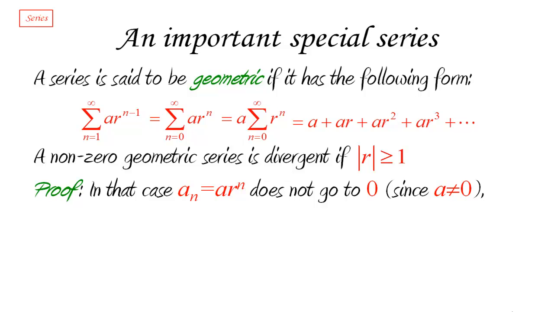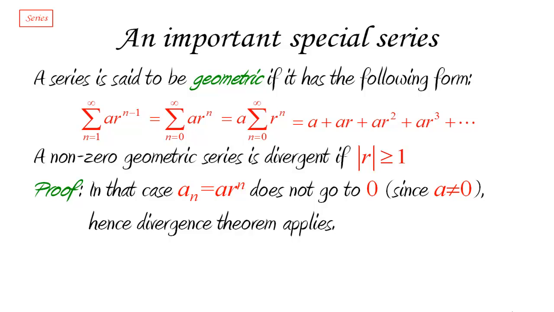We're assuming a is not 0, r is at least 1. Therefore, that sequence has no hope of going to 0. And therefore, by the divergence theorem, this thing is going to diverge. In what way does it diverge? Well, if r is positive, then it will diverge to positive or negative infinity according to whether a is positive or negative. On the other hand, if r is negative, then it will alternate and basically not go anywhere in particular.